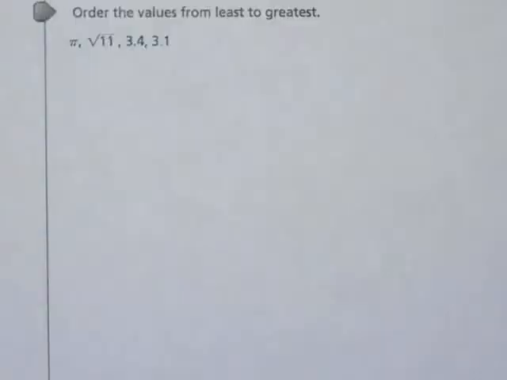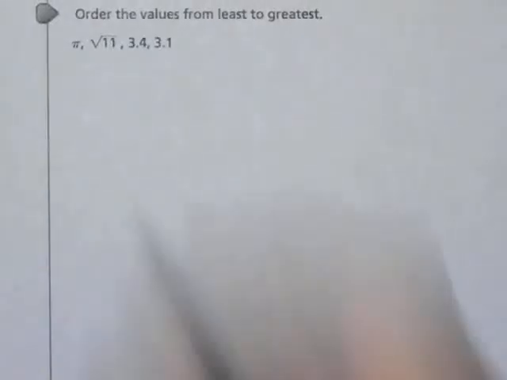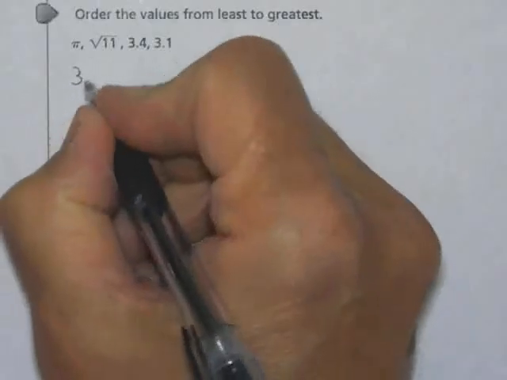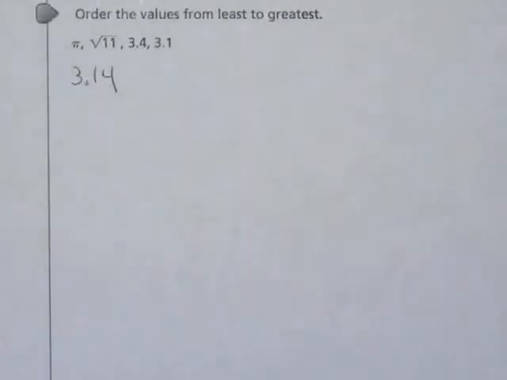All right, here we are given another set of numbers and we need to order them, from least to greatest. Once again, I am going to convert these into decimals if they're not already in decimals so that I have some idea what their order is. Pi, most of you know, would be the equivalent of 3.14. I don't know what the square root of 11 is. That's something I'm going to need to check.